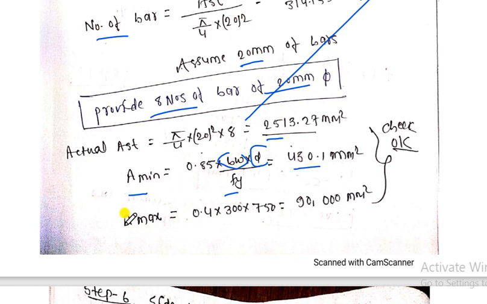So A max will be 4% of the gross area, so 0.04 into b into capital D. So we get 90,000. So 90,000 is greater than this one. So we can say that the actual Ast which we have calculated is correct, which means the check is satisfied, and the design is going in an okay manner.